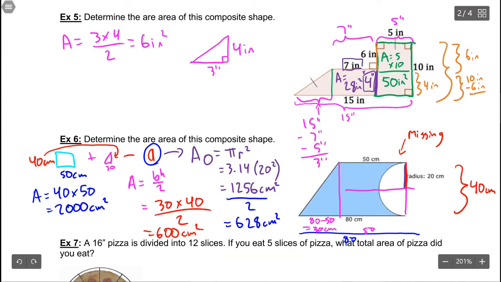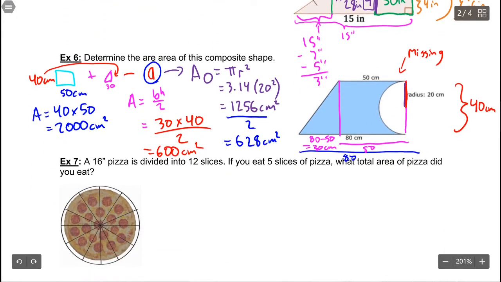So let's put all those pieces together. When we put all those pieces together, we're going to get that the area of our rectangle is 2,000 plus our triangle is 600 minus our semicircle is minus 628. When you put all those three pieces together, you get 772 centimeters squared.